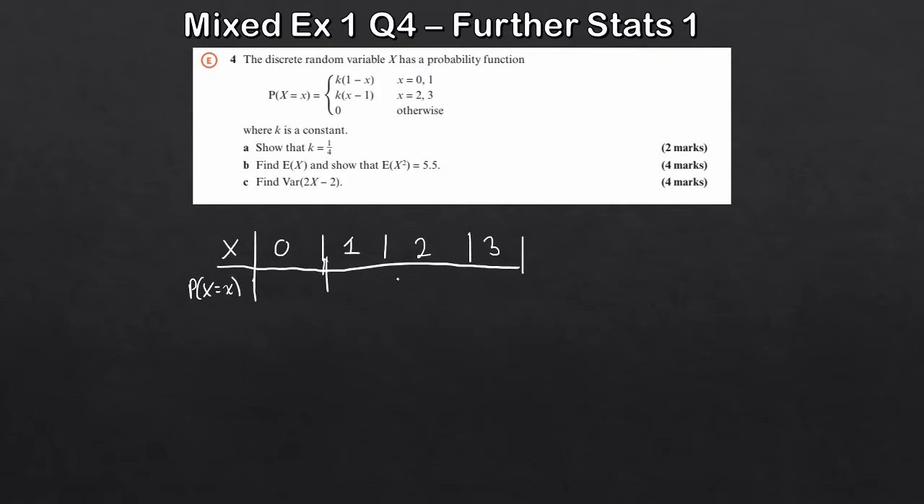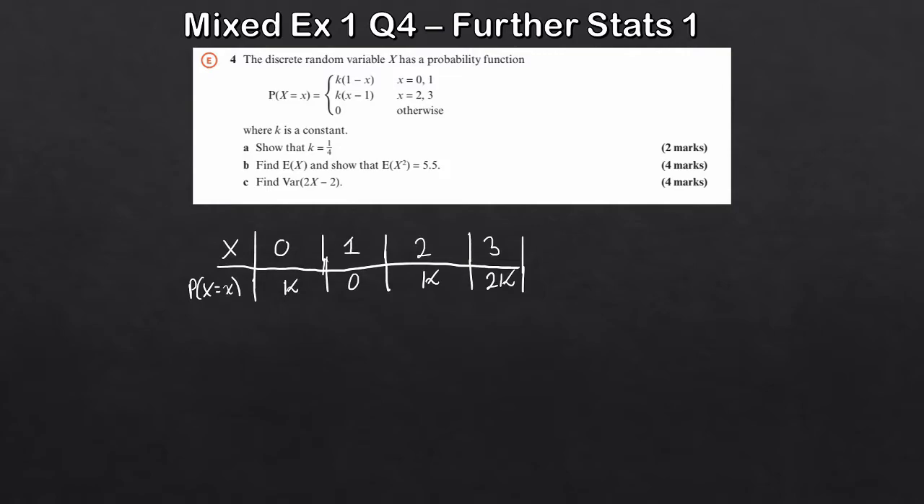So how do we get that probability? Well, let's just consider what happens when x is 0, for example. So that's k times 1 minus 0, so it's k times 1, so just k, right? Let's consider what happens when x is 1. So 1 minus 1 is 0, so instantly that one will be 0. The next one, when x is 2, so that means we've got to work with the second function. So 2 minus 1 is 1, times it by k, we get k again. And then when x is 3, 3 minus 1 is 2, times it by k, we get 2k. Okay, so that's our table there of our probabilities.